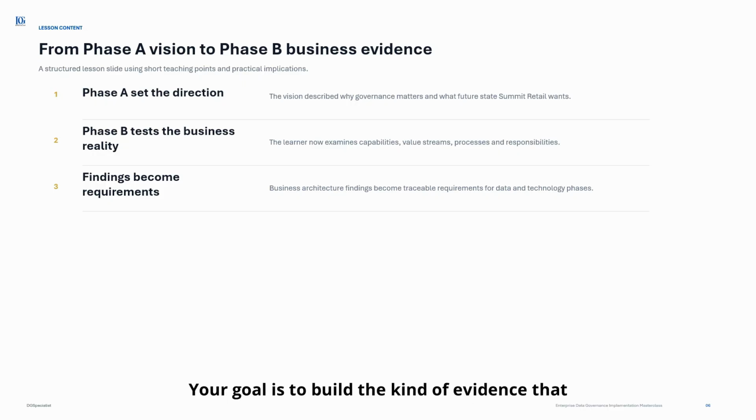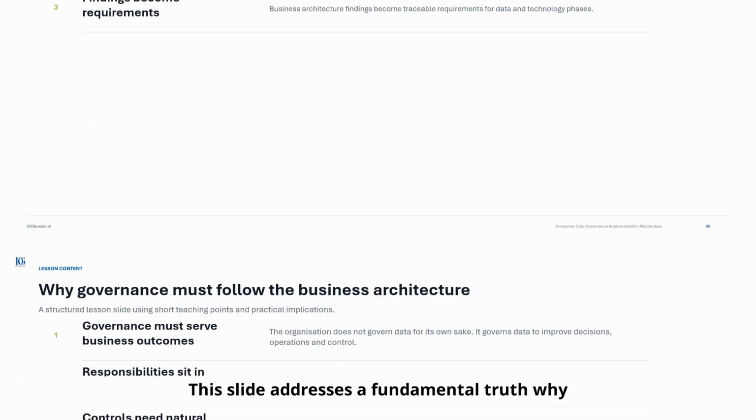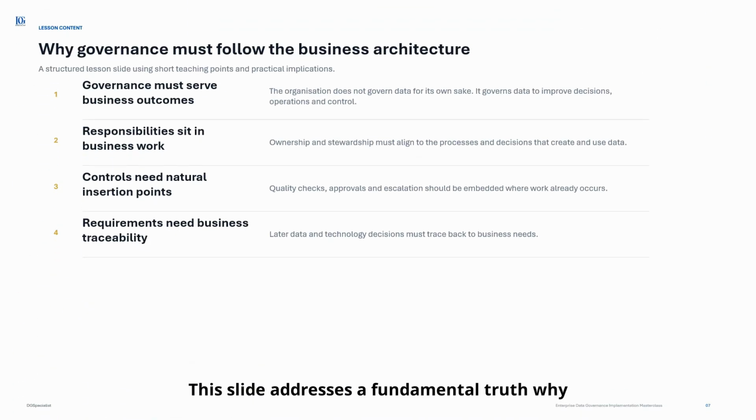Before we wrap this slide, please capture one implication for your later portfolio output. Your goal is to build the kind of evidence that clearly explains where governance accountability, data requirements, and operating model changes are actually needed in the real world. This slide addresses a fundamental truth: why governance absolutely must follow the business architecture.